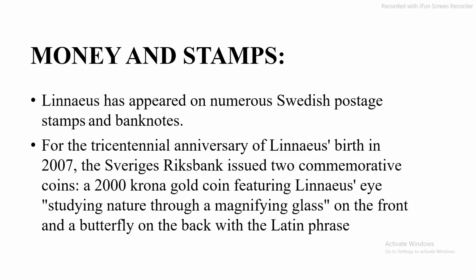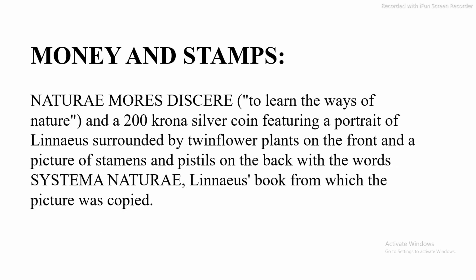Next I am going to discuss the money and stamps. Linnaeus appeared on numerous Swedish postage stamps and banknotes for the tercentennial anniversary of Linnaeus's birth in 2007. The Sveriges Riksbank issued two commemorative coins: a 2000 krona gold coin featuring Linnaeus studying nature through a magnifying glass on the front and a butterfly on the back, with the Latin phrase Naturae Mores Discere, to learn the ways of nature, and a 200 krona silver coin featuring a portrait of Linnaeus surrounded by twinflower plants on the front and a picture of stamens and pistils on the back, with the words Systema Naturae, Linnaeus's book from which the picture was copied.